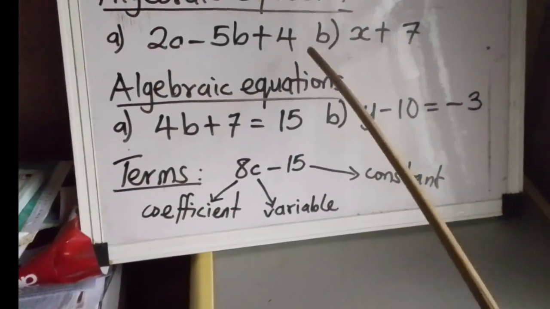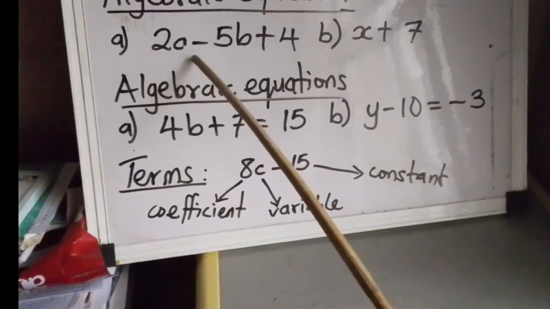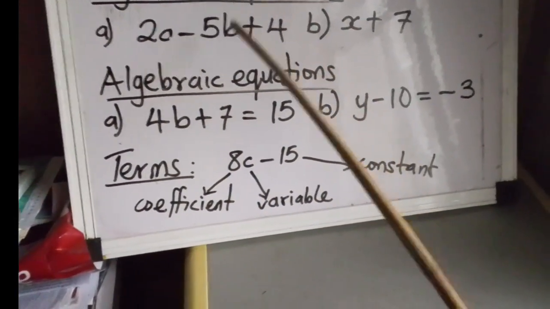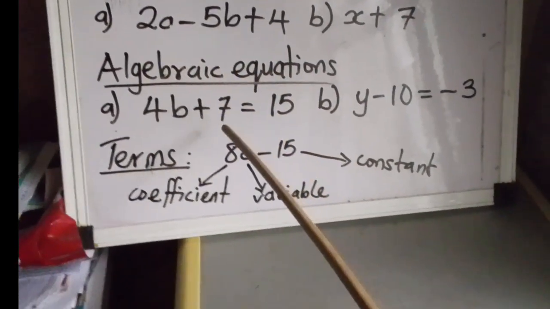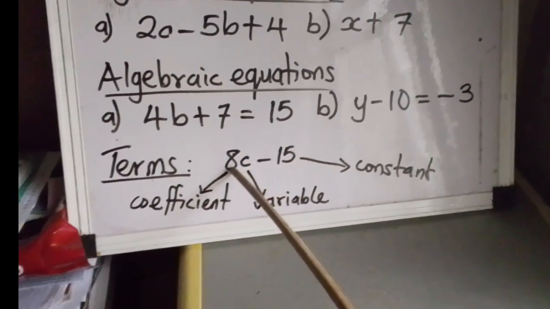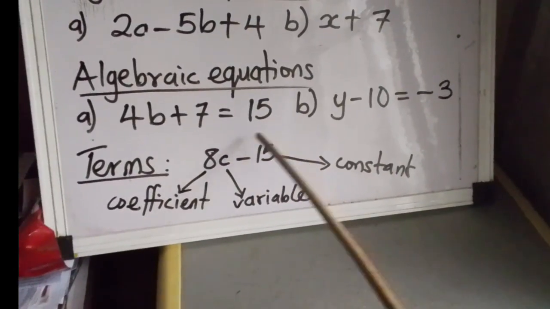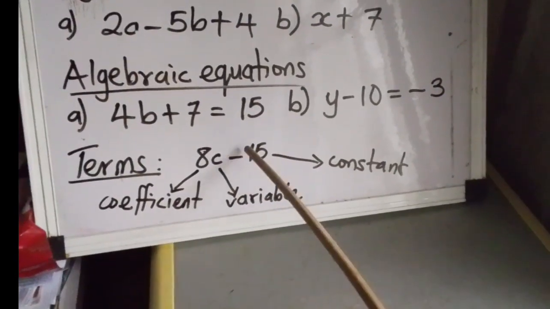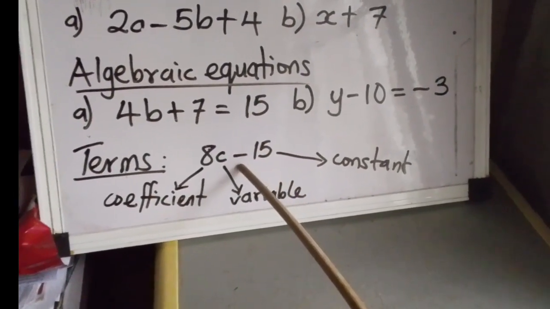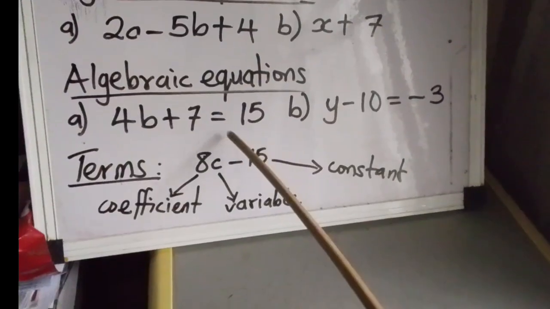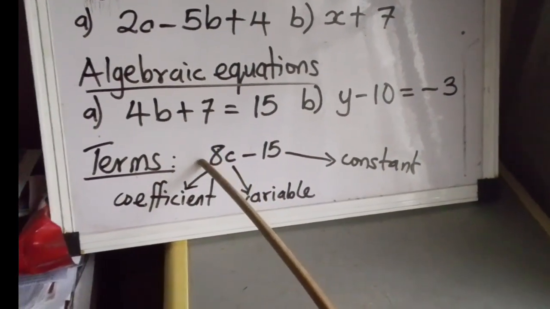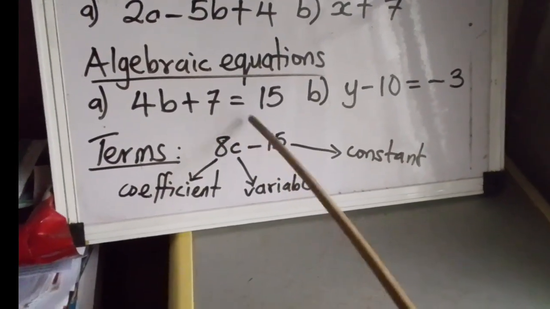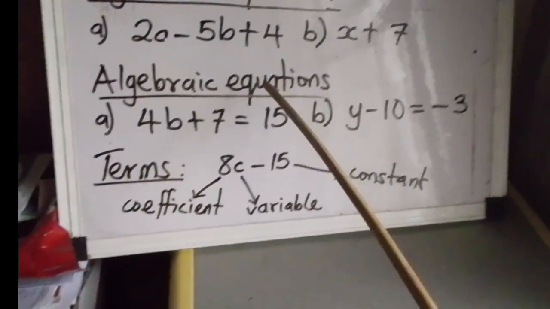Now, when you have either an expression like this or a very simple equation, we want to tell you what we call each of these terms. For instance, I have something like 8c minus 15. You are seeing 8, you are seeing c, you are seeing minus 15, because this 15 has the minus sign. It could be positive, it could be negative, like this 8 you are seeing here is positive. Do you understand?